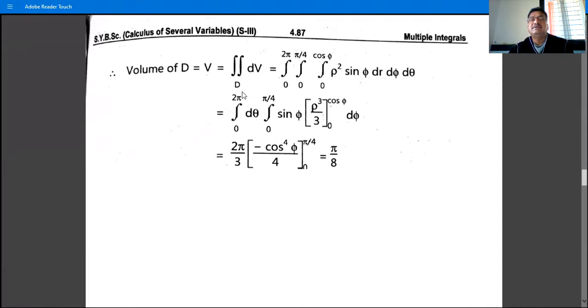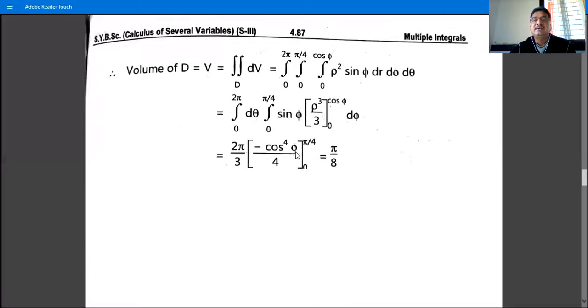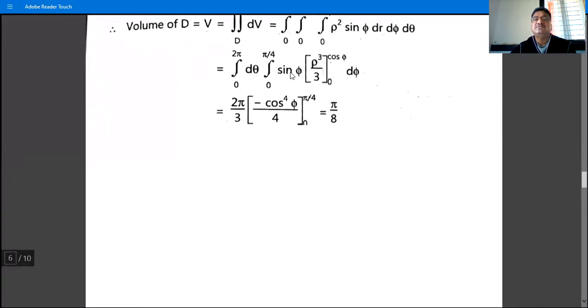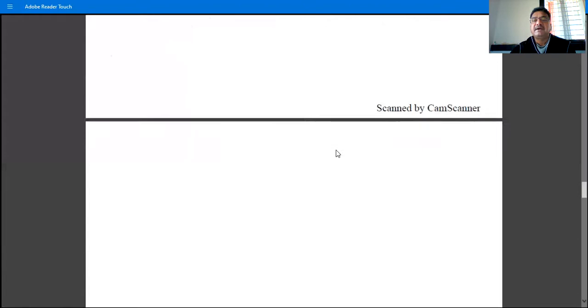Triple integration, not double integration, because it is the triple integration of 1 dV, and dV means dx dy dz replaced by rho square sin phi dr d phi d theta. Here r runs from 0 to cos phi, phi runs from 0 to pi by 4, and theta runs from 0 to 2 pi. First find the integration with respect to r, then put the upper and lower limits, then find the integration with respect to phi, and then with respect to theta. We have the answer pi by 8.